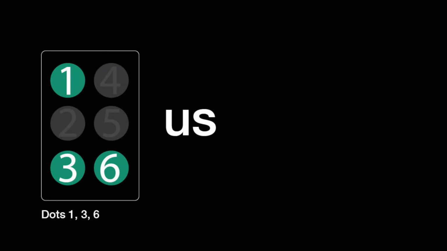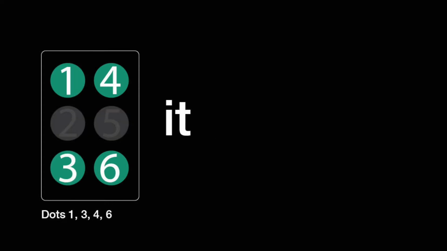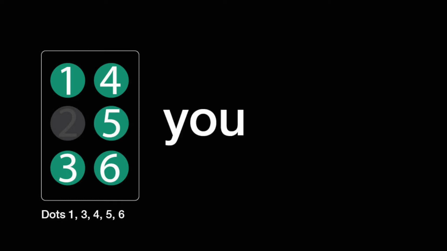U is us, dots 1, 3, and 6. V is very, dots 1, 2, 3, and 6. W is will, dots 2, 4, 5, and 6. X is it, dots 1, 3, 4, and 6. Y is you, dots 1, 3, 4, 5, and 6. And Z is as, dots 1, 3, 5, and 6.